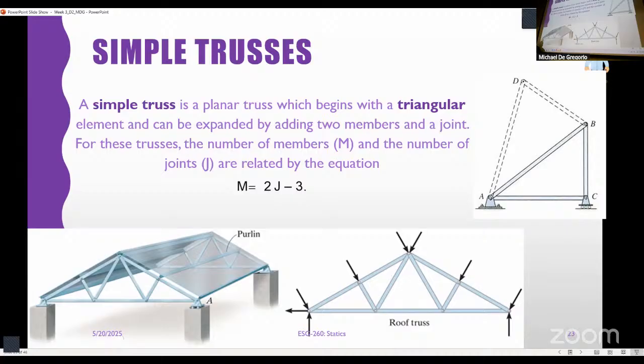Okay. Is that super important? Not really, for understanding how to analyze trusses or how force is distributed through a truss. But if you were going to be making a truss, right, you would need to know how many joints you would need for the number of members you have, or vice versa.